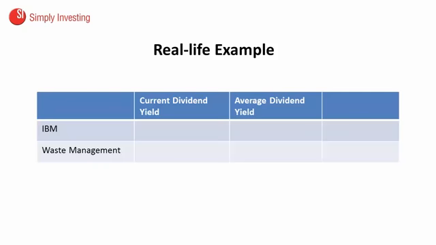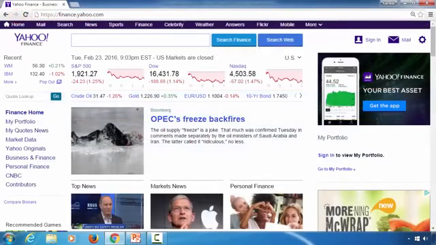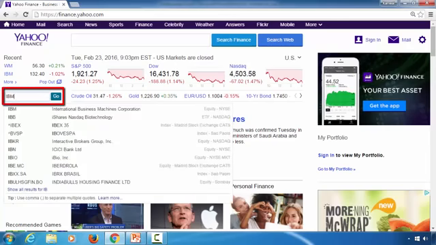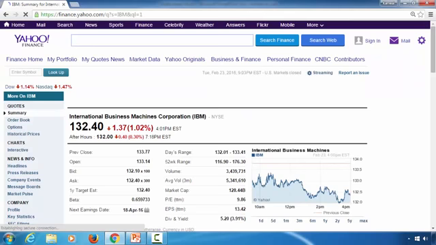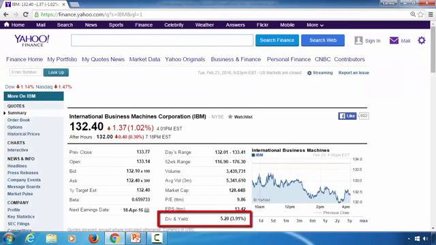So what we're going to do is look at the current dividend yield and the average dividend yield for both. So let's start with IBM first. To get the dividend yield, we're going to go to the Yahoo Finance website. You can take a look at the URL at the very top left-hand corner. So here I'm going to enter the stock symbol for IBM. You can see that the dividend yield for IBM today is 3.91%.